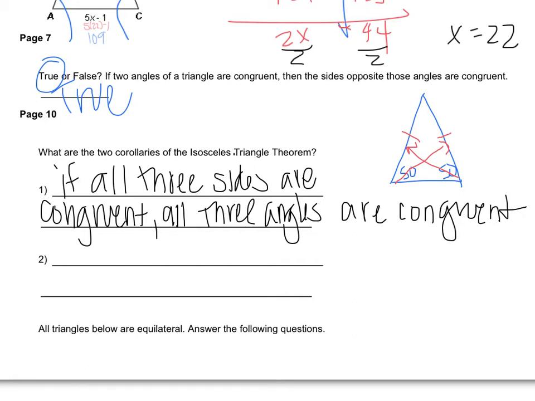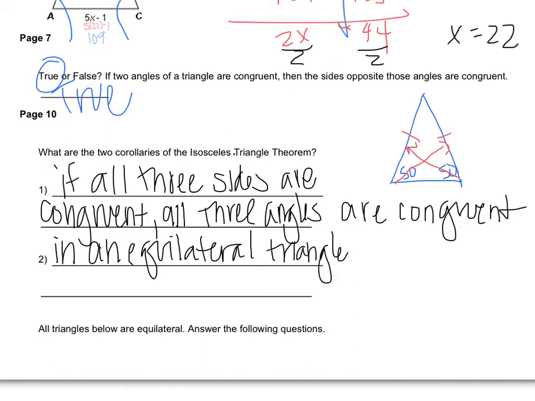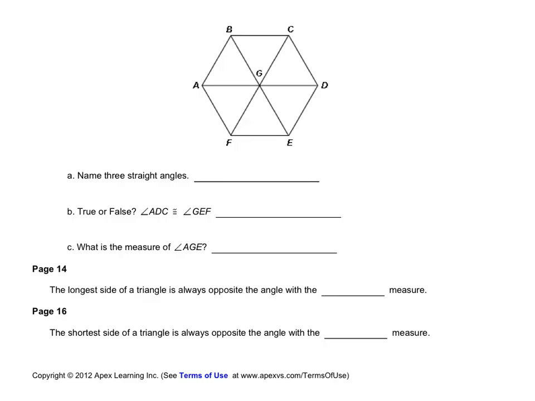Our second corollary is that in an equilateral triangle, that means all three sides are equal, all angles are 60 degrees. So that's our second corollary, is that in an equilateral triangle, all angles are 60 degrees.